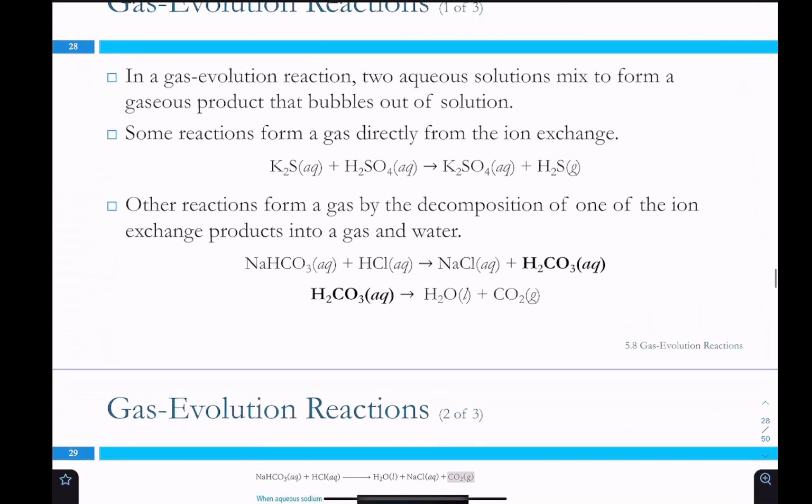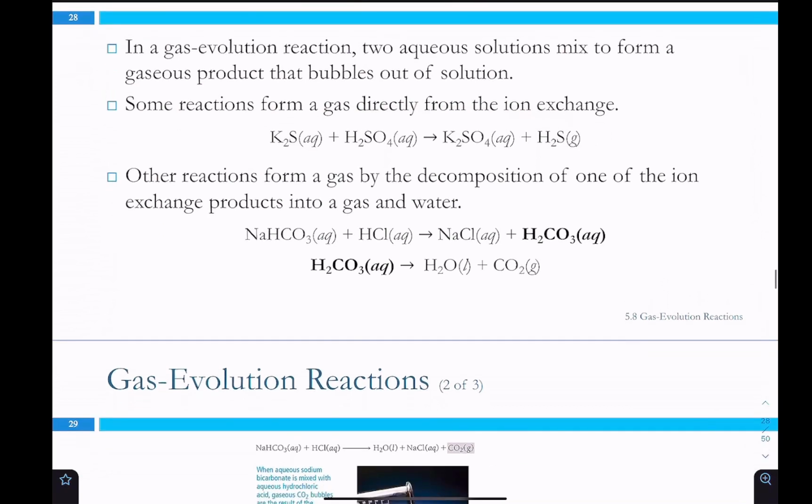And so the components of potassium sulfate would be the spectator ions. Another one, so this is a direct formation of a gas. The other ones that we're going to talk about are indirect. So when you mix sodium bicarbonate with acid, so you had baking soda on the desks here a few weeks ago, you added that to neutralize your acidic solution before you threw it away. That was this gas evolution reaction.